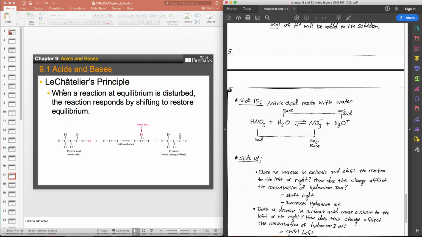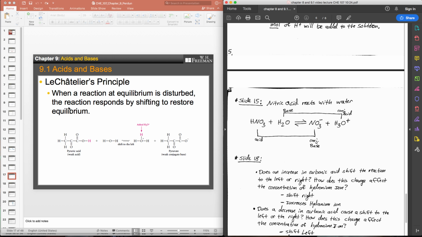So we can apply Le Chatelier's principle to this whole thing, right? When a reaction is at equilibrium and it is disturbed, the reaction responds by shifting to restore equilibrium. That's the definition of Le Chatelier's principle. So what happens if we have a weak acid, like pyruvic acid? It's a very important biomolecule. Pyruvate is super important for producing ATP and high energy bonds through the citric acid cycle, right? Pyruvate oxidation and the citric acid cycle produce hydrogen ions that will eventually be used to produce ATP. And we'll talk a little bit more about that in the biochemistry stuff, okay?